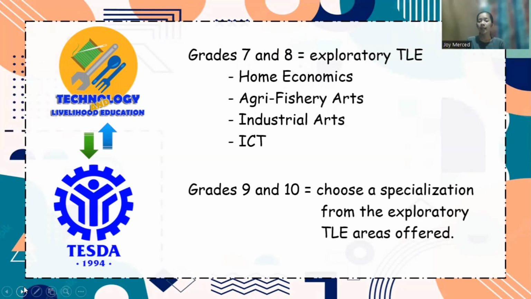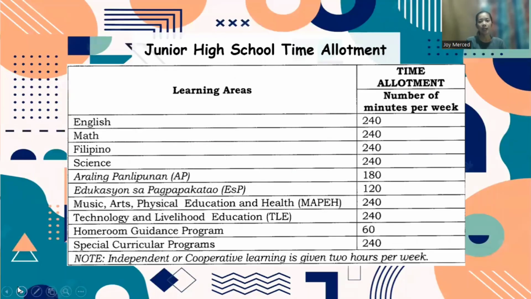In grades 9 and 10, junior high school learners choose a specialization from the exploratory TLE areas that is offered by the school. This is with entrepreneurship integrated. This will prepare them for the attainment of a national certificate, or NC, from TESDA. Here are the 8 learning areas in junior high school with their respective time allotment.